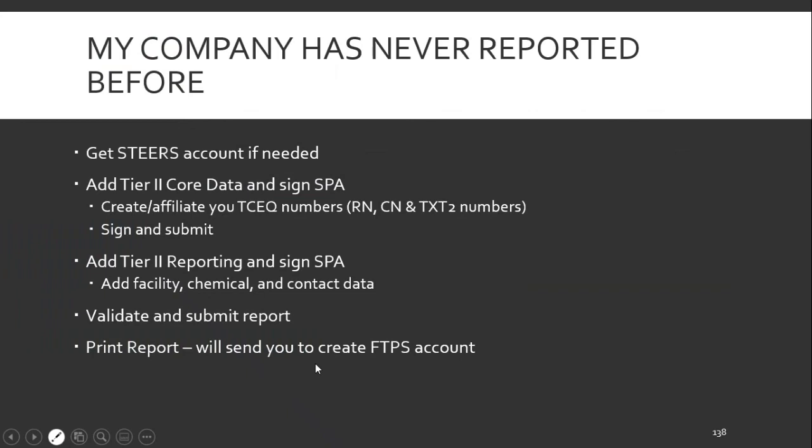So as far as some hypothetical scenarios, say this is your first time reporting, you've never reported before, you're going to need to get a STEERS account. You're going to need to add the Tier 2 core data application, sign that STEERS participation agreement, and you're going to need to create and affiliate your TCEQ numbers. So that's your RN, CN, and TXT2 number. And then you'll create, sign, and submit your reports. And then of course, print the report. And then once you've printed those, you'll send it to your local fire station and your local emergency planning committee.